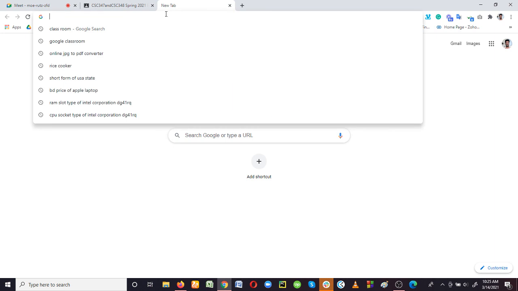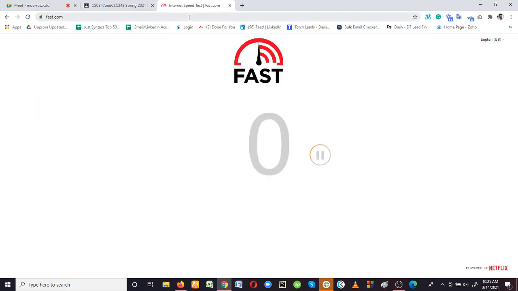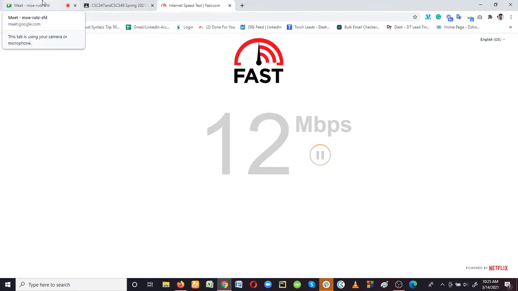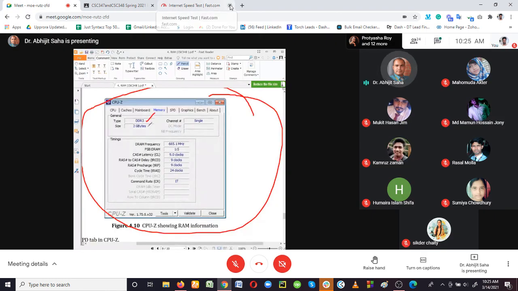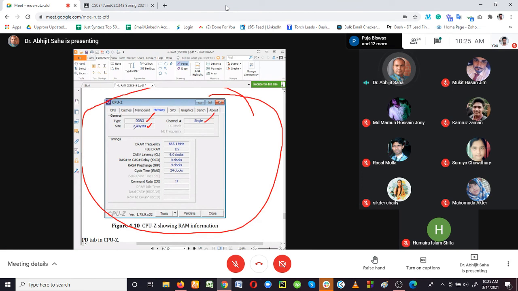So this is it. And the last thing here is the CPU-Z RAM specifications. If you look at that, you will find it in your computer system if the RAM is installed. Then you'll get this information about your RAM: the DDR3 RAM, 2 GB size. In the memory tab you can get this information, and you have this information for the timings.